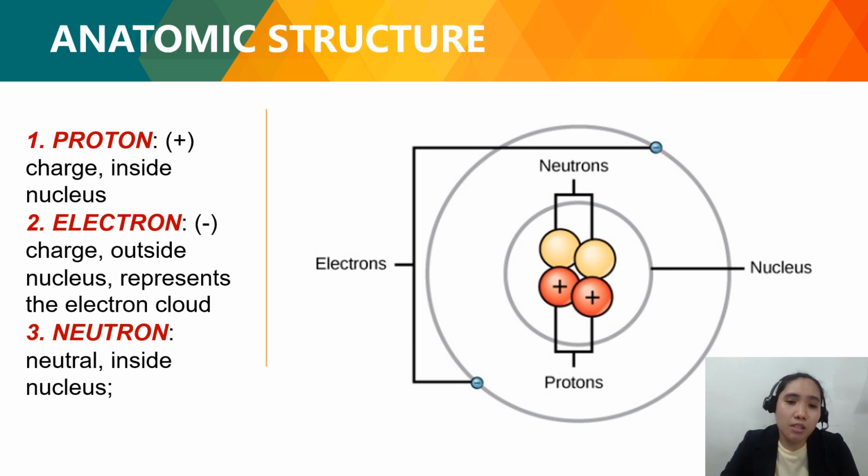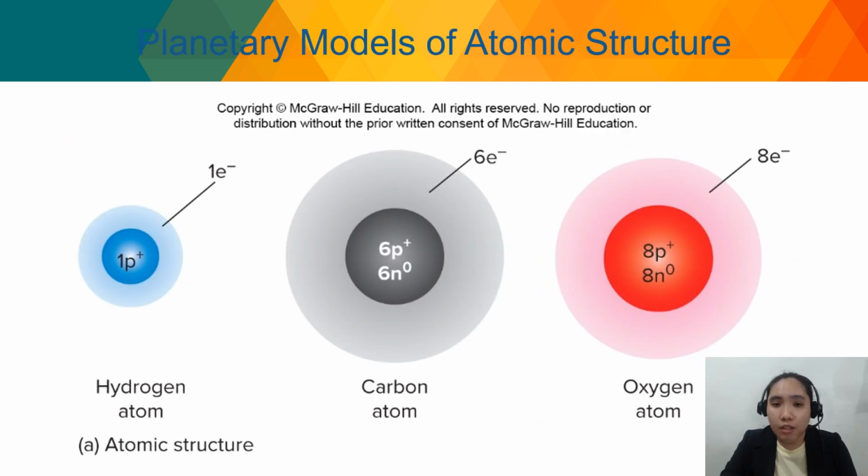The proton is positively charged and it is found inside the nucleus. So if this is the nucleus, you have here your protons, which are positively charged. And then inside, you will also see the neutral particles, which you call your neutrons. They are also found inside the nucleus. And then if you go outside, to the outer orbit, you will see the electrons, which are negatively charged, and they represent the electron cloud. So these are the planetary models of the atomic structure.